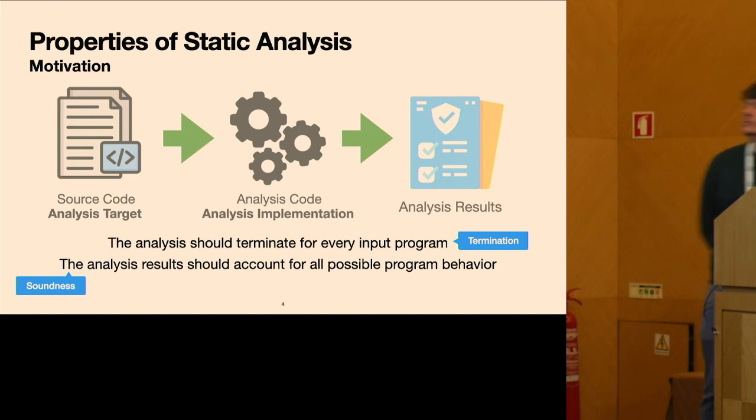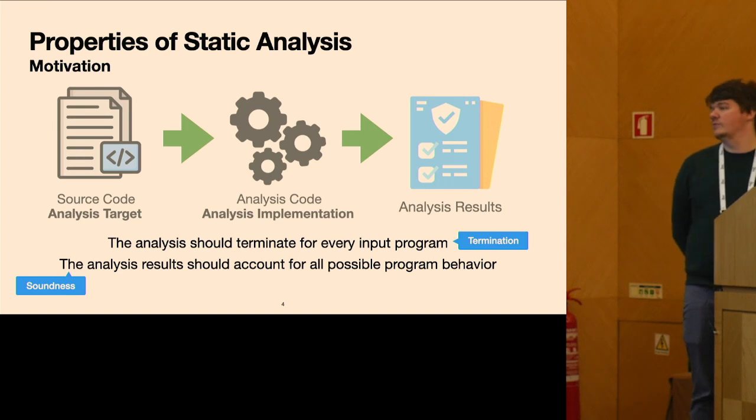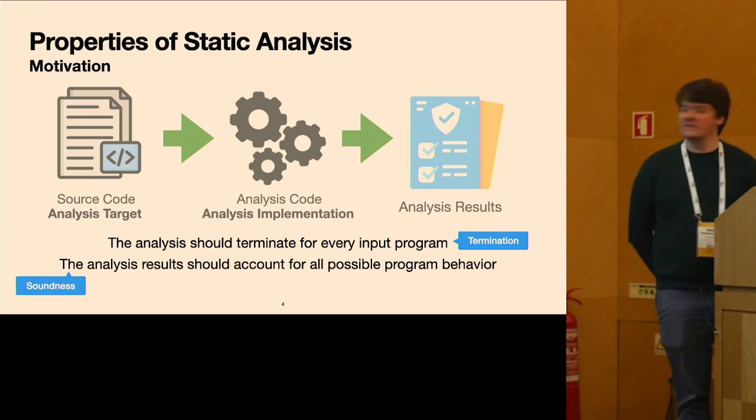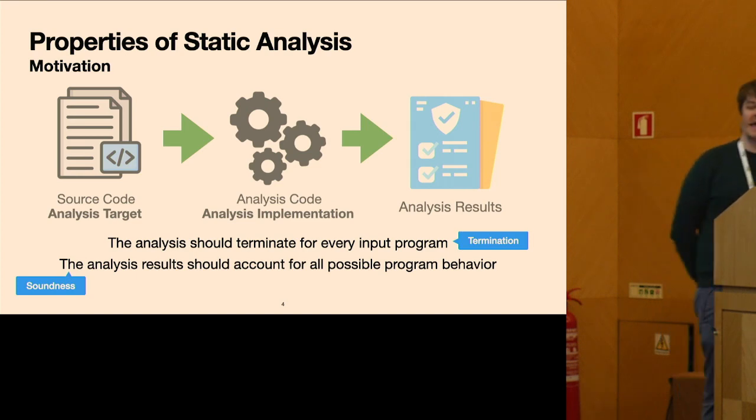Now, usually what do we want of a static analysis? Well, we want two properties, which are termination and soundness. So what does termination say? Well, for any input program, we would like to terminate the analysis. So even though the input program does not terminate, our analysis implementation should terminate on that input program. Next is soundness. What we want is that the analysis over-approximates the behavior of the program. It considers all possible execution states that the program could have when we give it to a concrete interpreter.